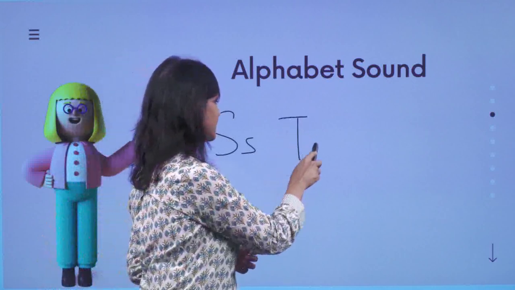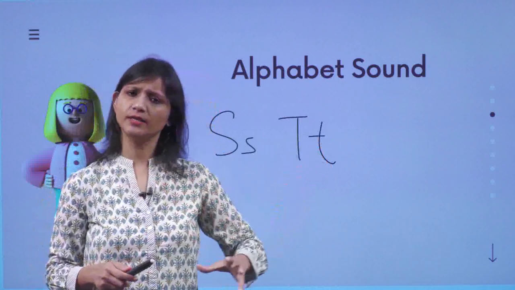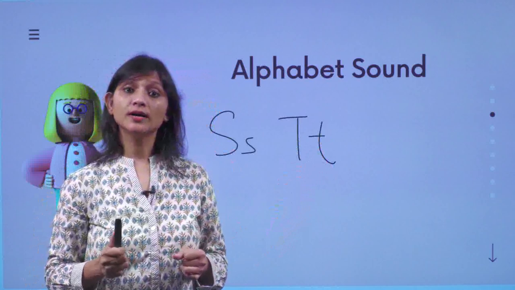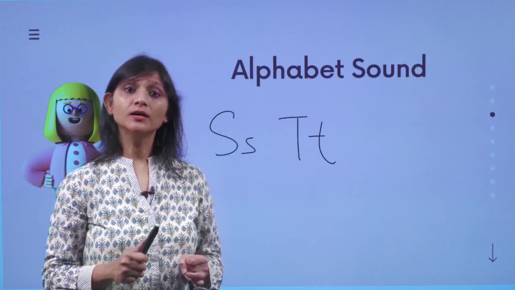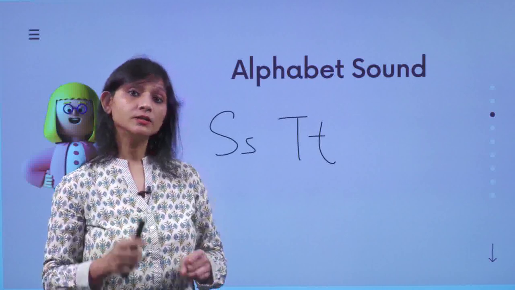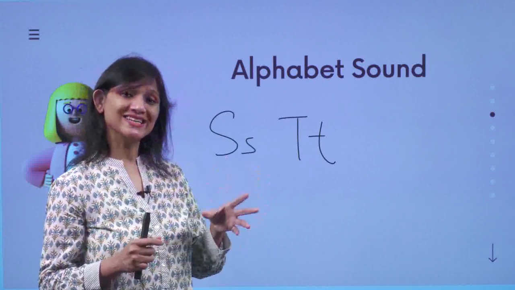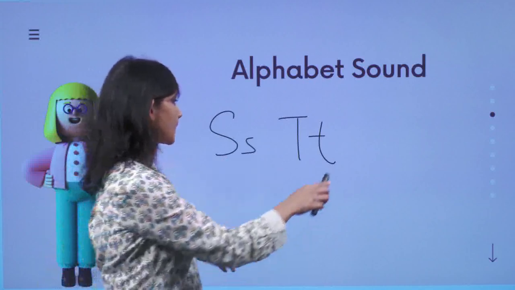Then T. The letter sound of T is T. What is the phonic sound of T? T, t, tomato. T, t, tango. T, t, time. T, t, tomato.